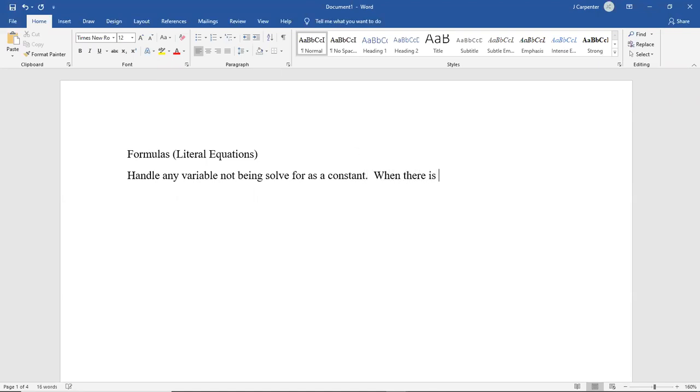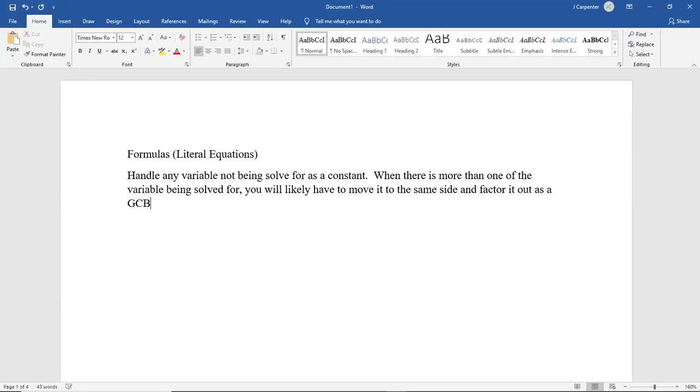If there is more than one of the variable you're solving for, you will likely have to move it to the same side and factor it out as a GCF. GCB, no idea what a GCB is. GCF.